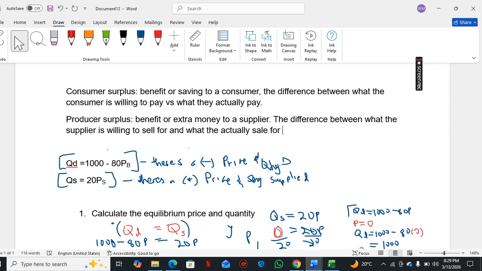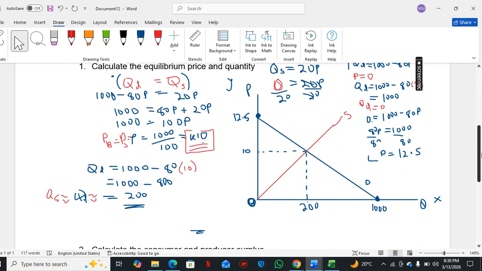I like this maize example. If you're a farmer of maize and you're willing to supply a 100 kg bag of maize seed for 100 kwacha, that's what you're willing to sell it for. And you find FRA is buying them at 200 kwacha. It means your producer surplus is 100 kwacha. You're getting an extra 100 kwacha. You are willing to sell it for 100, but you've seen now you can sell it for 200. So that 100 kwacha is your producer surplus. I hope we're okay with that definition.